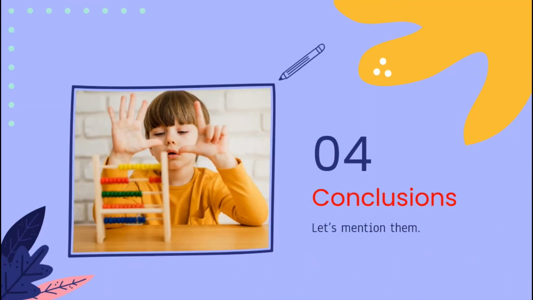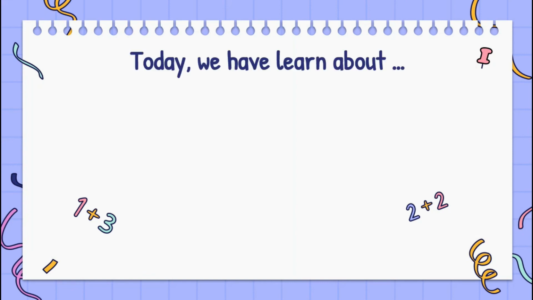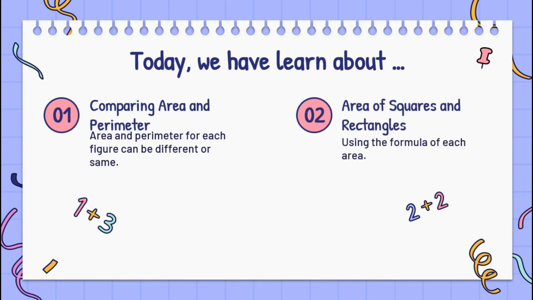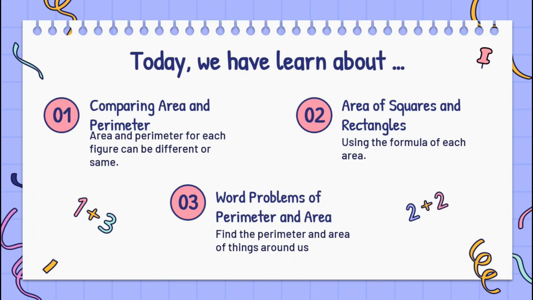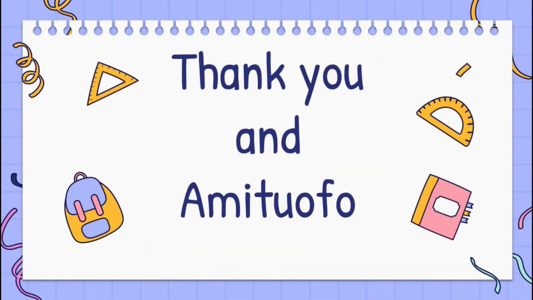Conclusion. Today we have learned about comparing area and perimeter, area of squares and rectangle, word problems of perimeter and area. That's all about the material that we have learned today. Do the exercise. Review anytime.